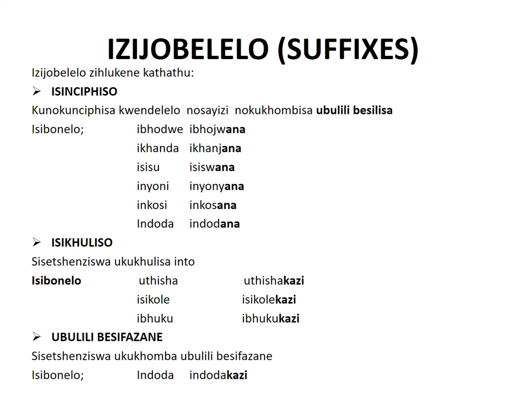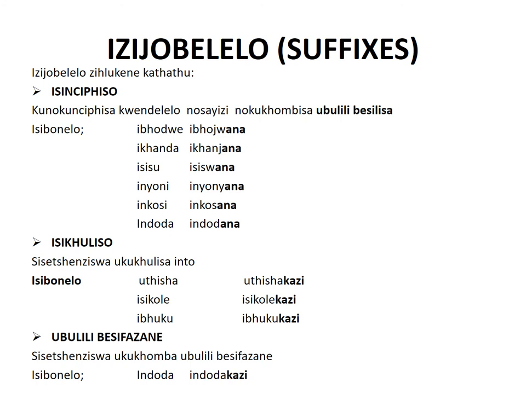Why? Because we added a Y, the second Y on your right hand side. All words that end with nasal sounds, which are M and N, the M and the N change to a Y. Inyonyana. We add Y. So we've got a new word.